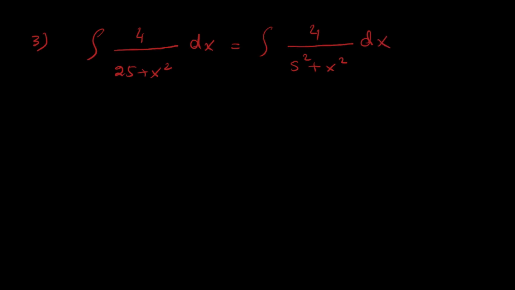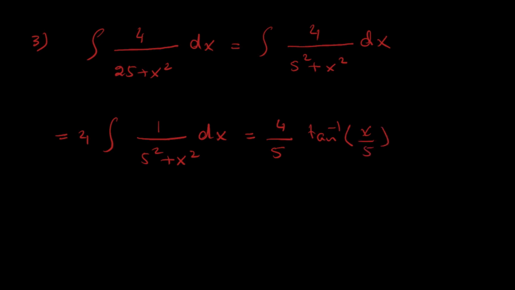So if we take 4 outside the integral, it becomes equal to 4 integral 1 over 5 squared plus x squared dx, which is equal to 4 over, as we said, 5 is considered to be as a, so 4 over 5 tangent inverse x over a, which is x over 5, plus constant. Let me show you something which is more difficult. Let's go for question number 4.